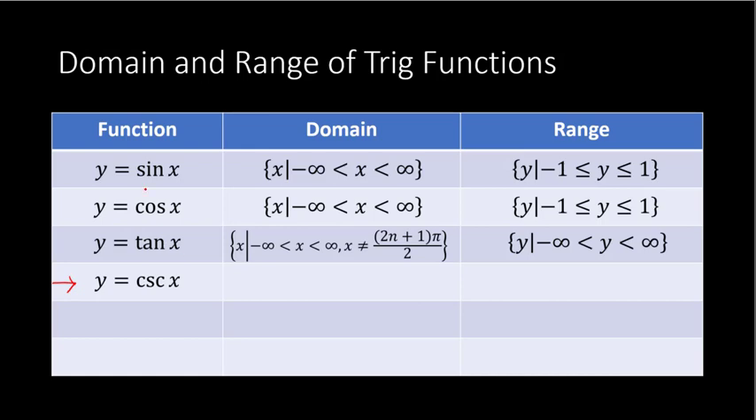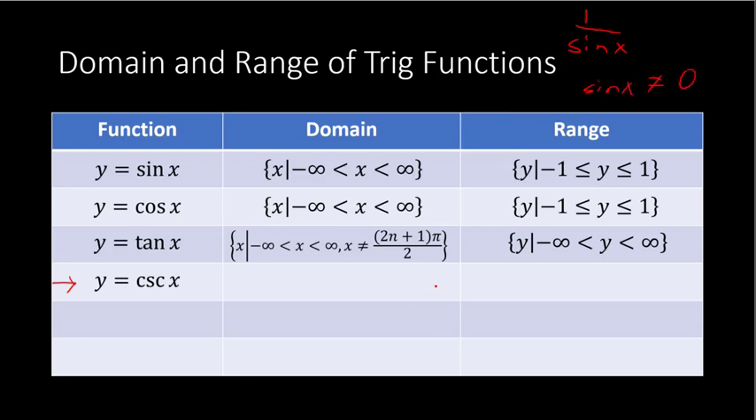Now for cosecant, cosecant is the inverse of sine. So the domain is going to be basically the same as sine, except we have a restriction, because cosecant is 1 over sine. So sine cannot equal 0.